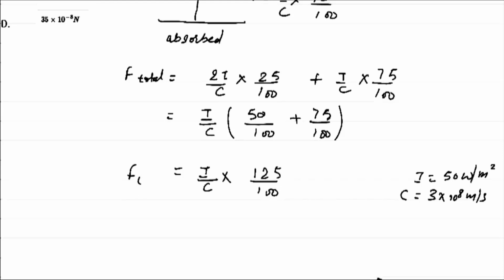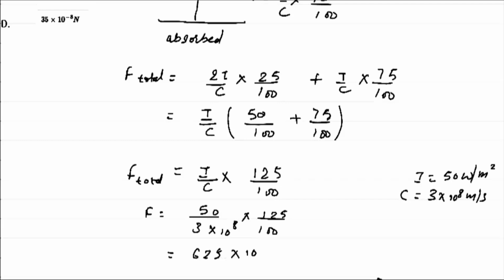So putting the value to get the F total, F equals 50 by 3 into 10 to power 8 into 50 into 120 by 100. So we will get 625 into 10 to power minus 9 by 3. On dividing this, we will approximately get the value 20 into 10 to power minus 8 Newton. So this is the force exerted by the light, which is 25% reflected and 75% absorbed.